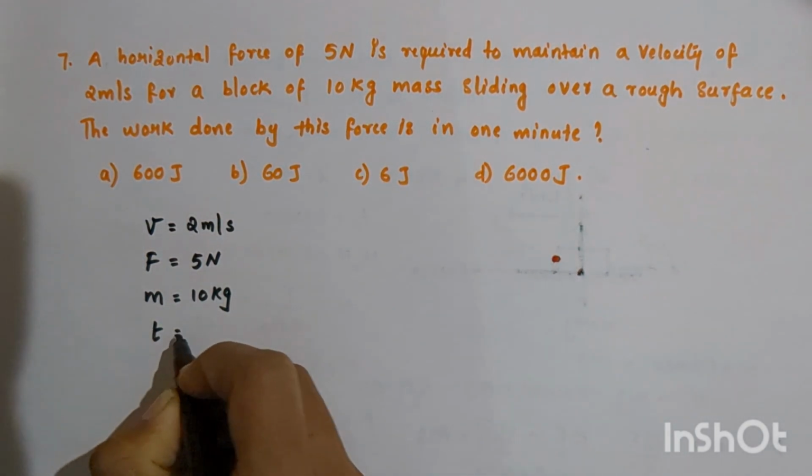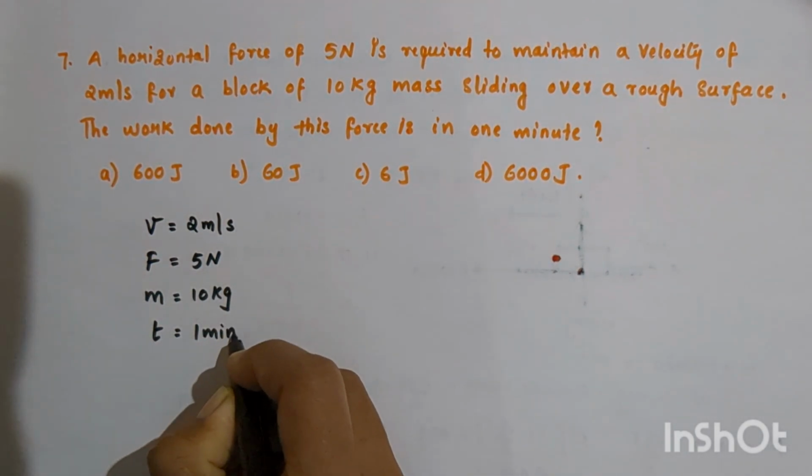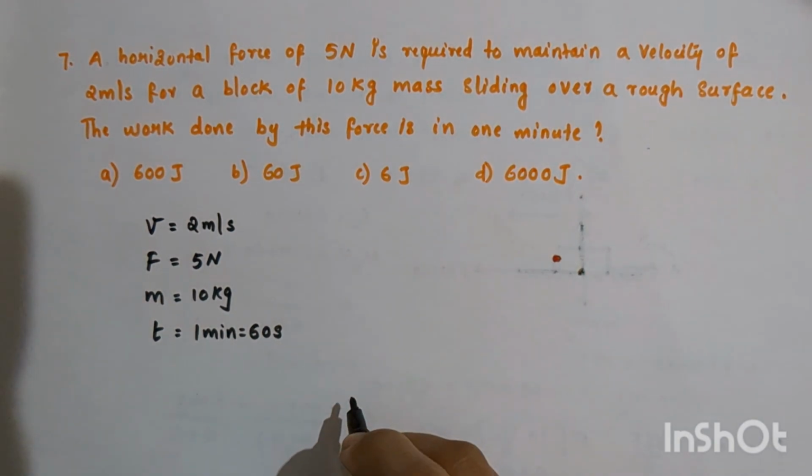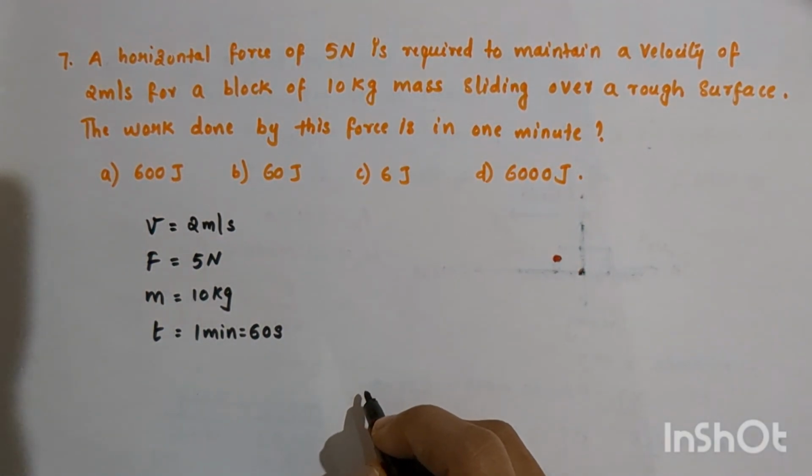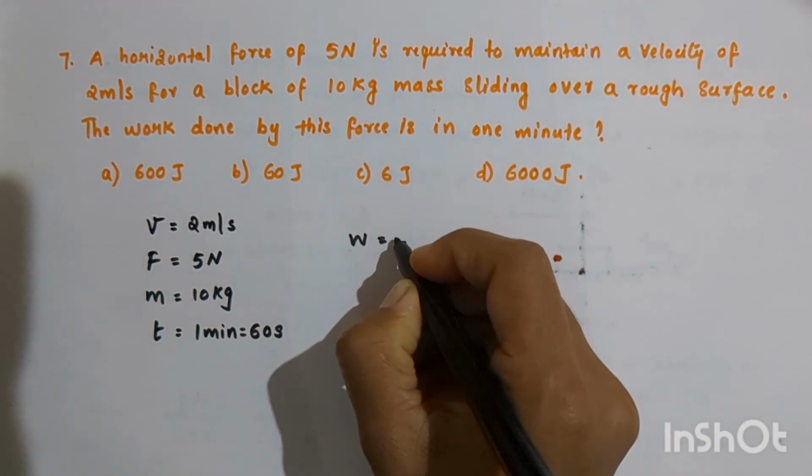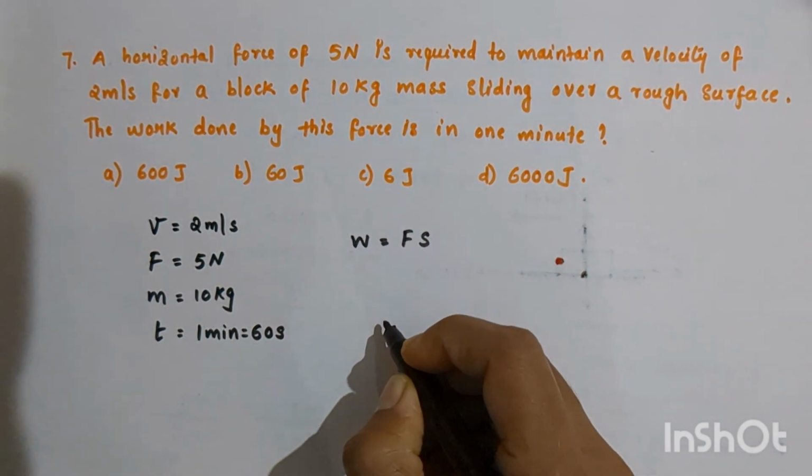So time is given as 1 minute. 1 minute is actually equal to 60 seconds. We want to find out the work done. So we know that work done is actually the force into displacement. Force is given as 5 Newton.